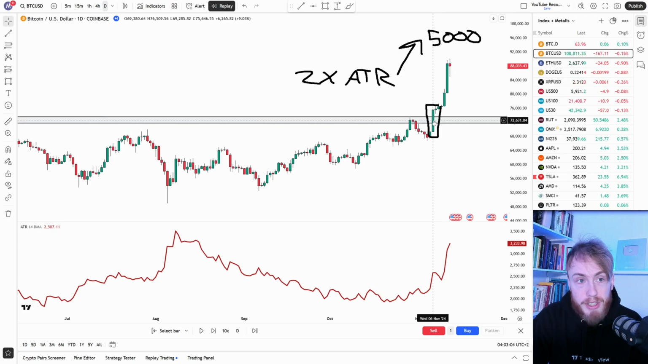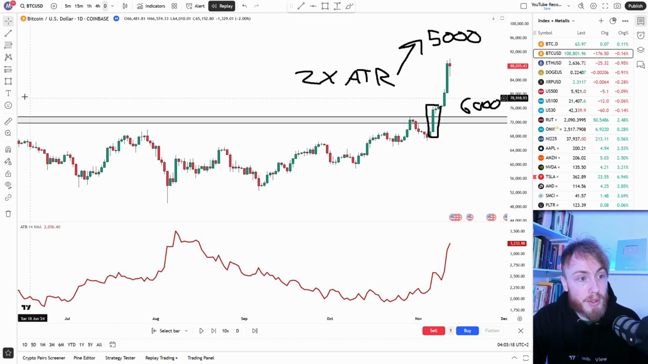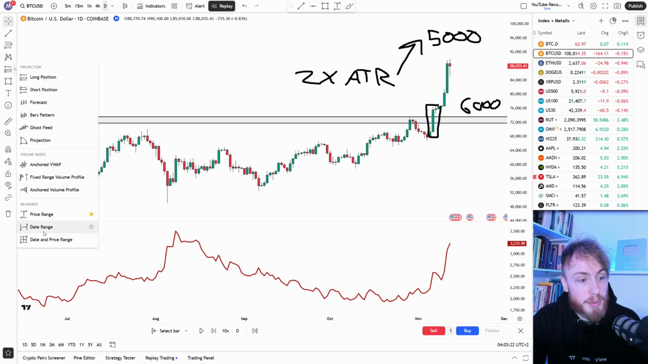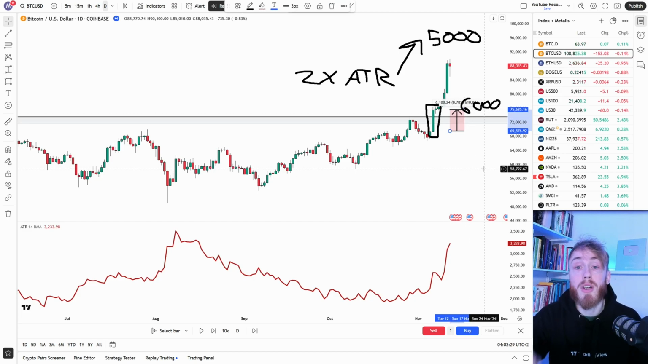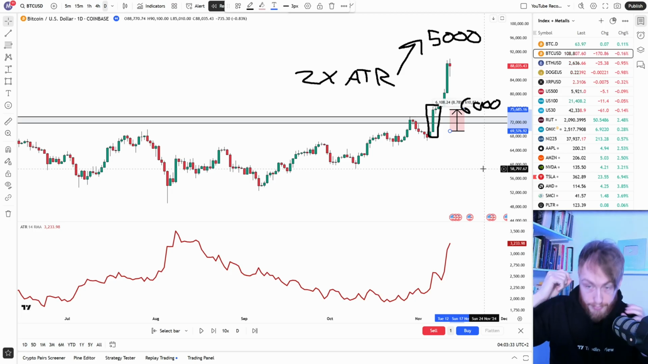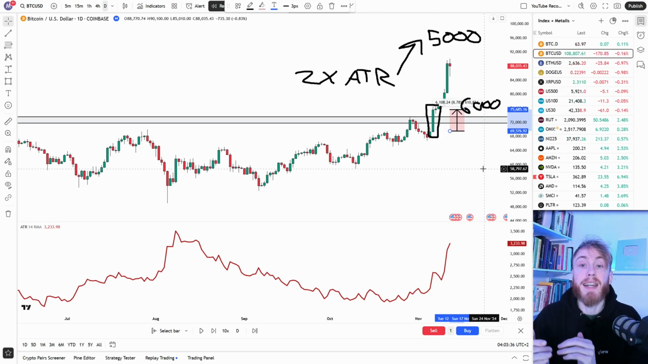Well, we hover over the candle, and you can see up in the middle that the range of this candle was around 6,000 US dollars. I can show this with this price range tool. You can see from there to there, around 6,000 US dollars, meaning that we have more than twice the ATR, and this right here can help us confirm the breakout.